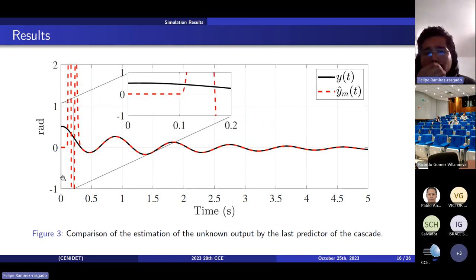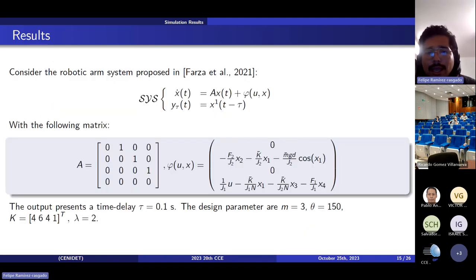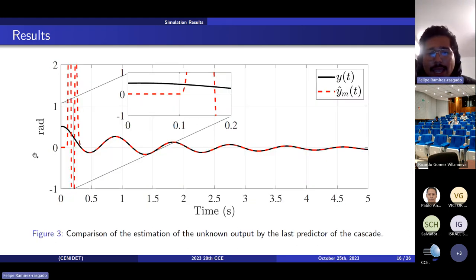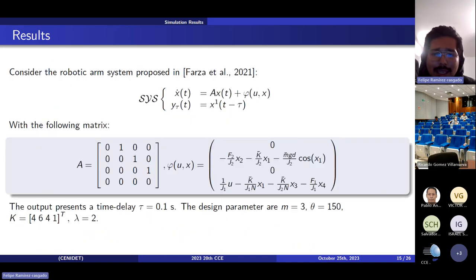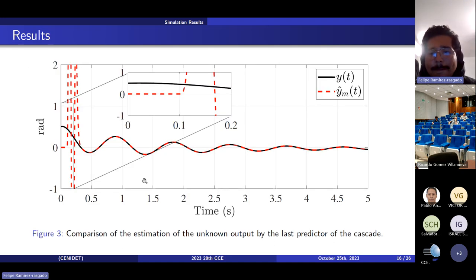It's important to emphasize that if we consider a high gain observer, we estimate the delayed system. So we cannot reconstruct the delay-free system. And especially in an observer-controller system, we cannot control the system in the presence of the time delay.